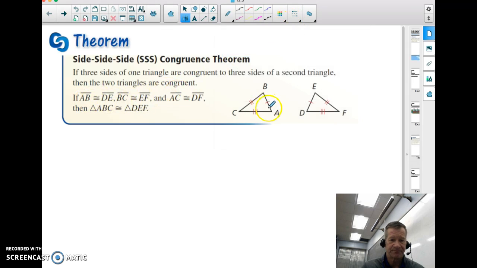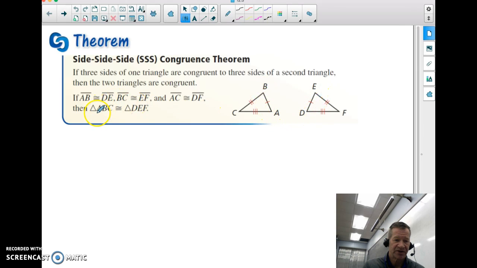So for example, AB is congruent to DE. Those should be listed, you notice, in the statement in the same order. BC is the same as, let's see here, EF. So BC and EF are in the same place. And then of course AC and DF. A and C are at the beginning and end, as are D and F.